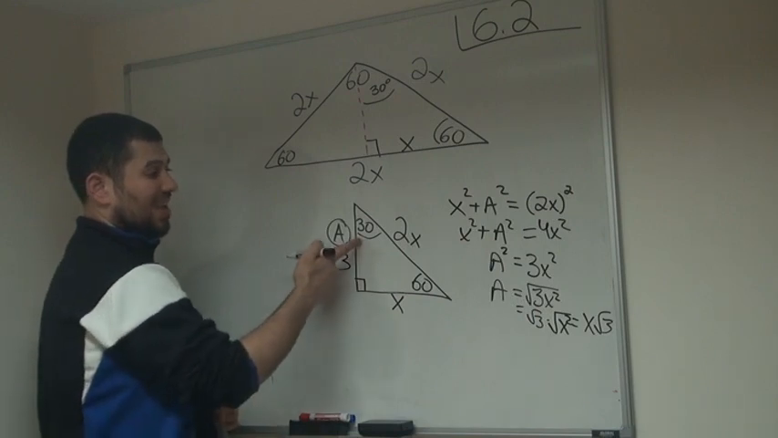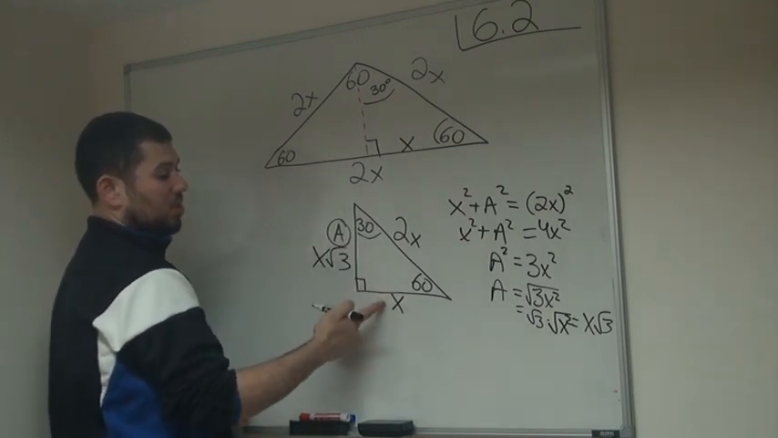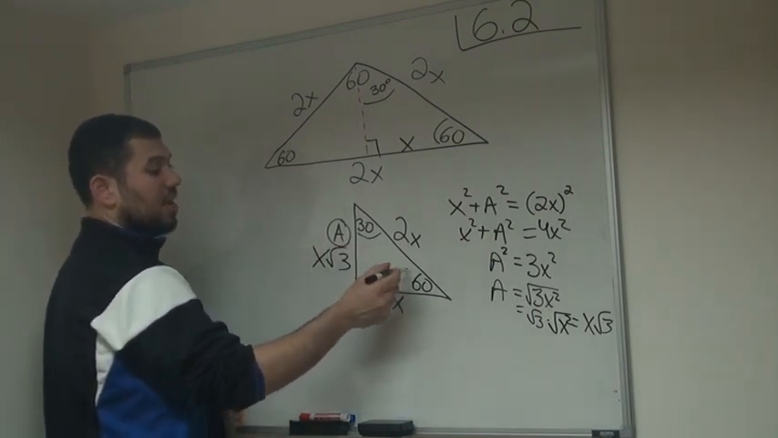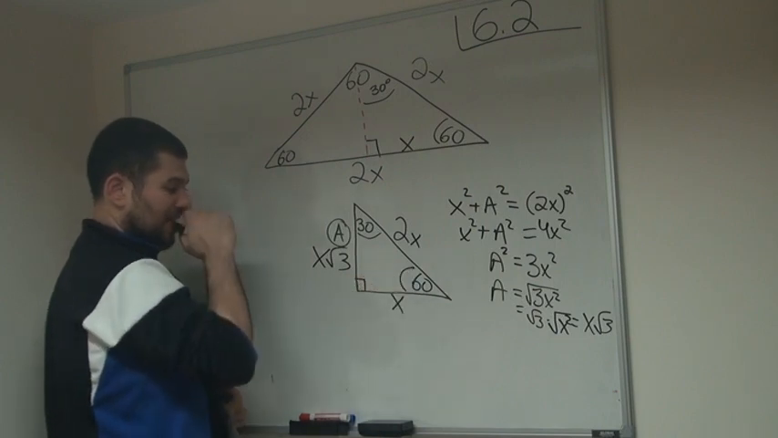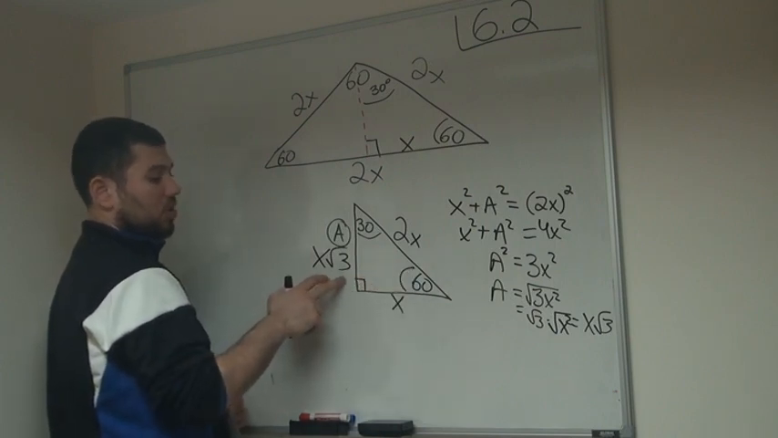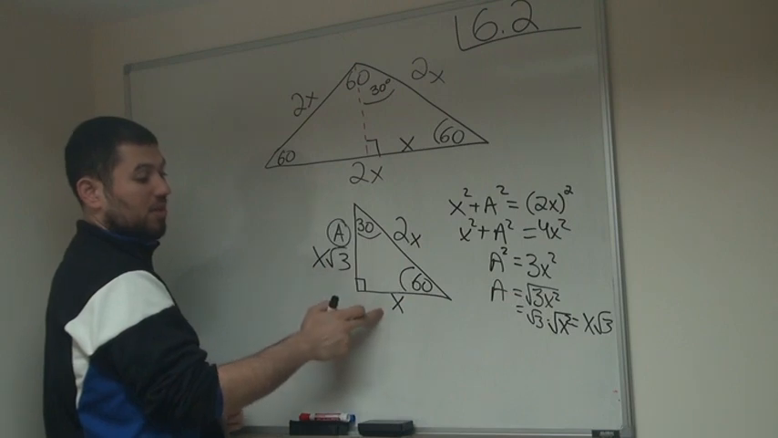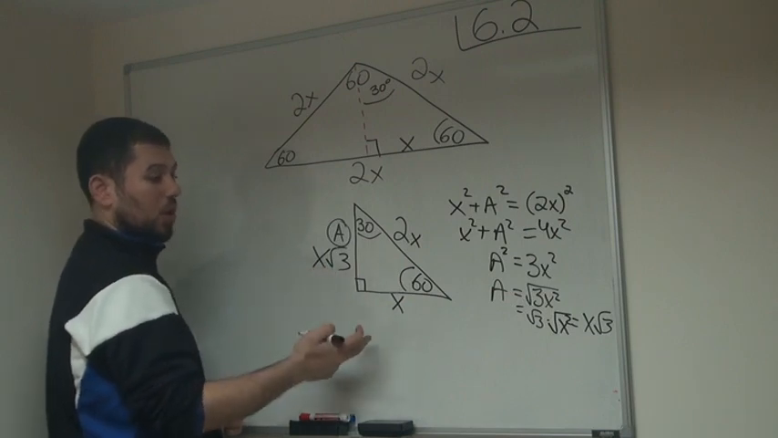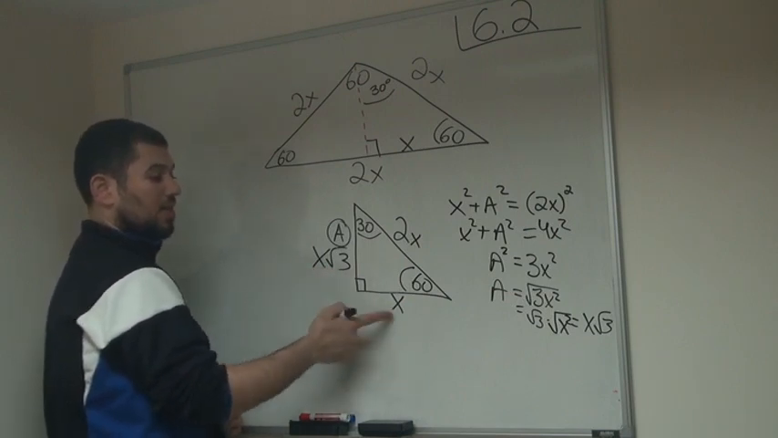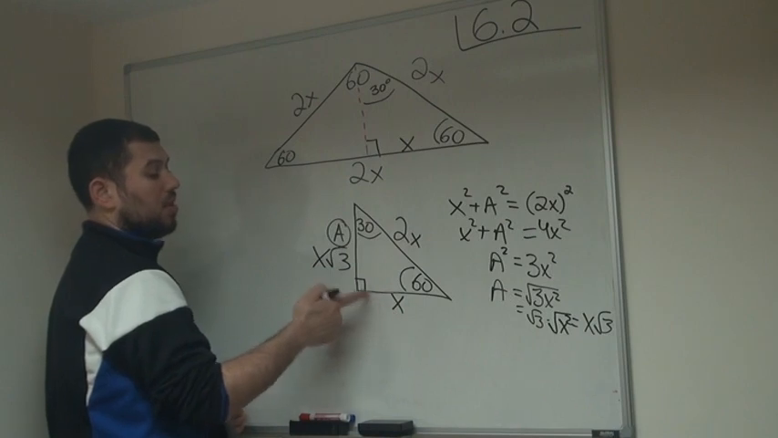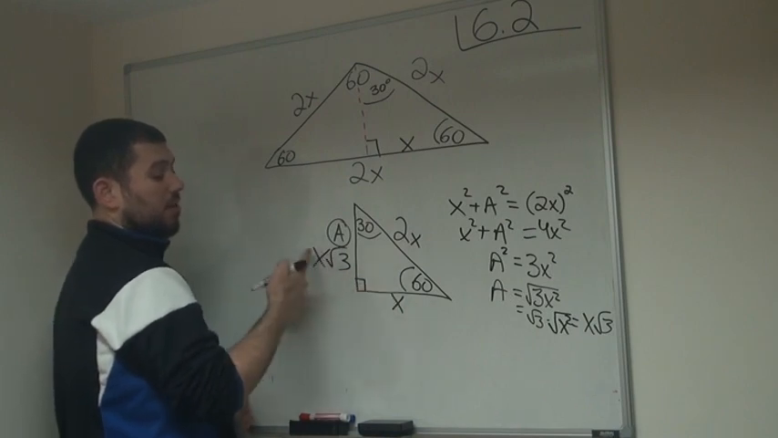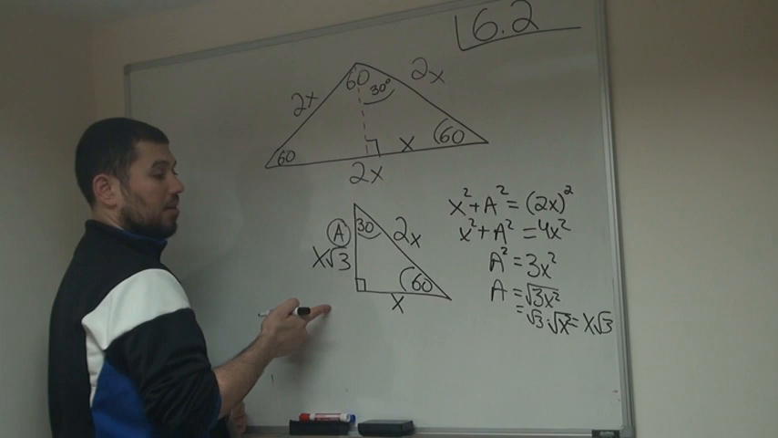The smallest angle, 30, is opposite the smallest side, x. The middle angle, 60, is opposite the medium side, x root 3. X root 3 is bigger than x because rad 3 is more than 1. So I have more than 1x and 1x here. So x root 3 is bigger, therefore it's opposite the 60-degree angle.